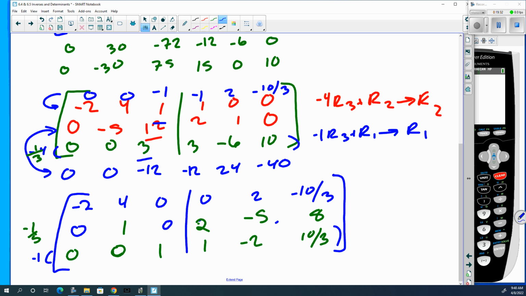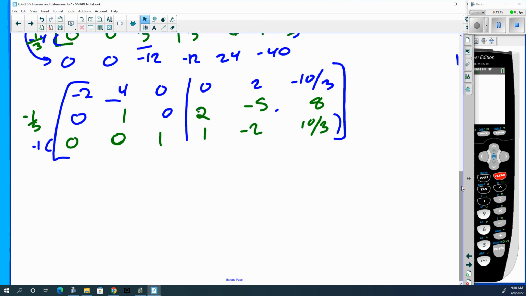Now on that top row, I want to get a 0 where the 4 is. So to get a 0 there, I could just times, say, my middle row by a -4. So that middle row, when I times, becomes a 0, -4, 0, negative 8. The negative 4 times 5 is 20. Negative 4 times 8 is negative 32.